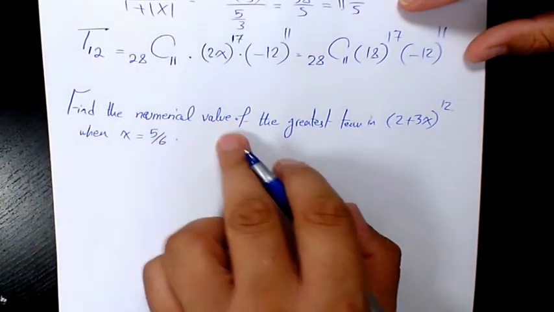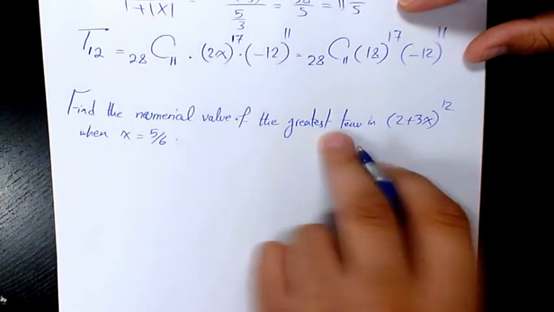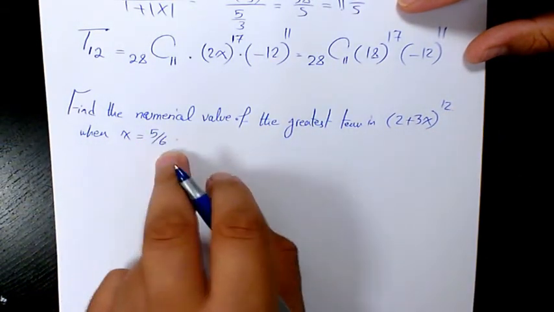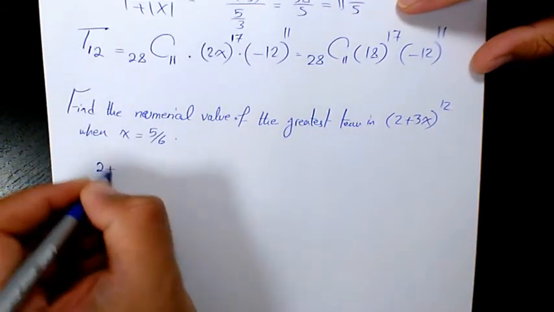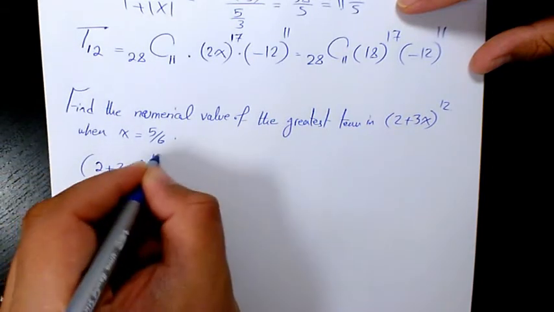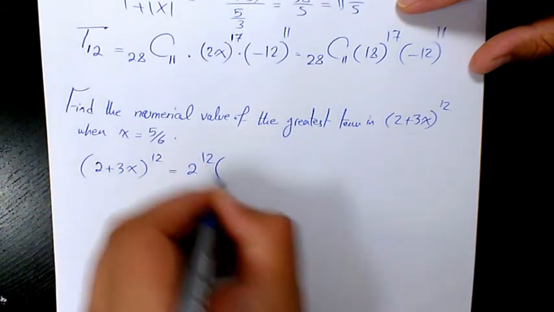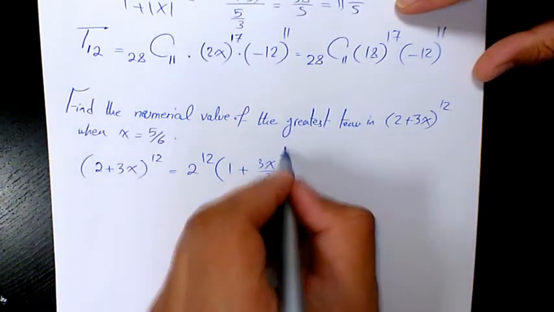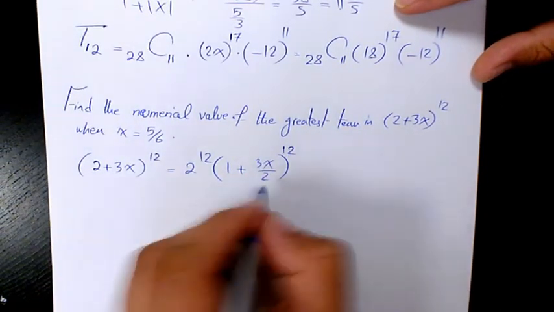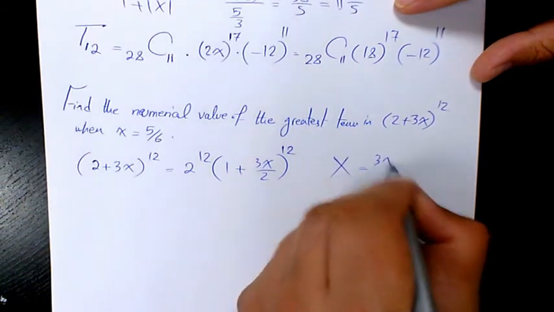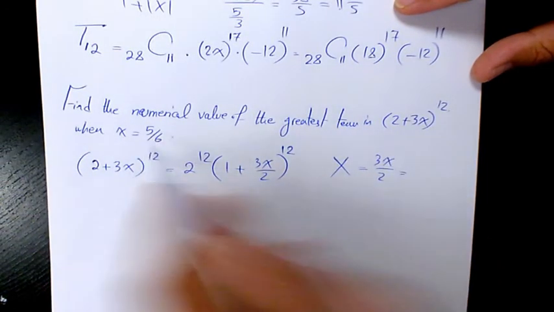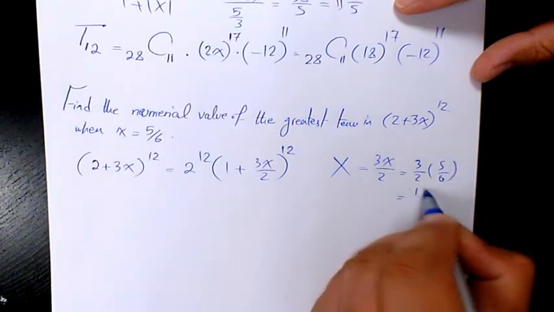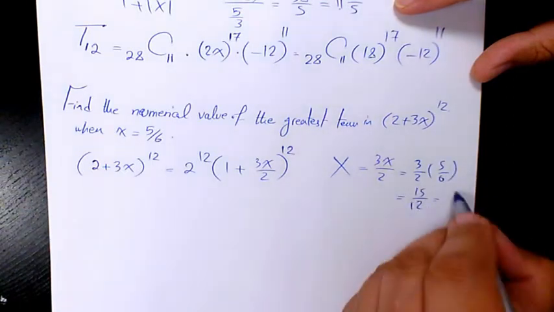Find the numerical value of the greatest term in (2 plus 3x) to the power of 12 when x is 5 over 6. So (2 plus 3x) to the power of 12 is going to be 2 to the power of 12 times (1 plus 3x over 2) to the power of 12. So capital X is 3x over 2. x is 5 over 6. So 3 over 2 times 5 over 6 is going to be 15 over 12. That's going to be 5 over 4.